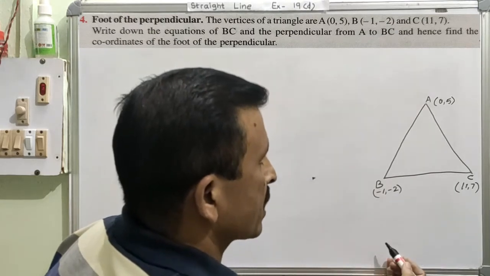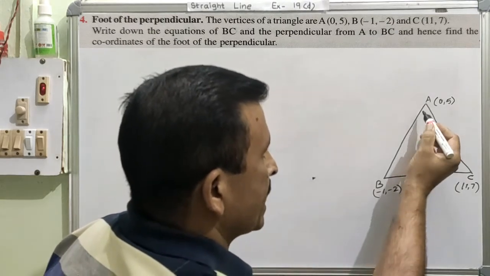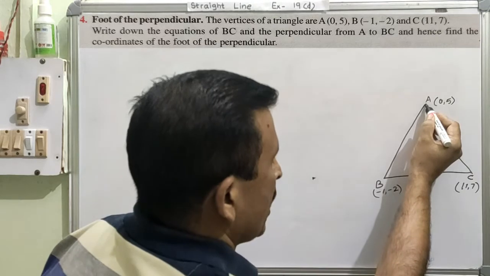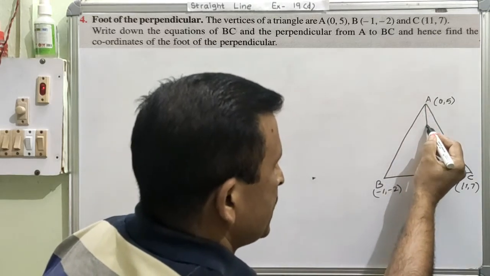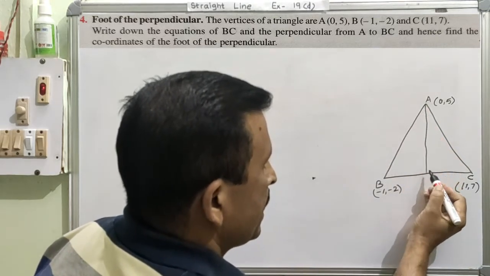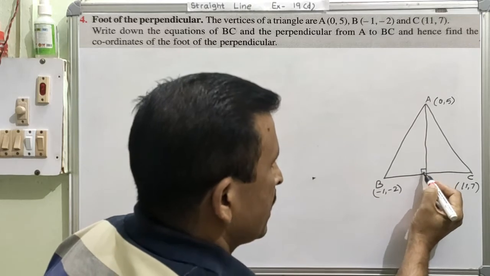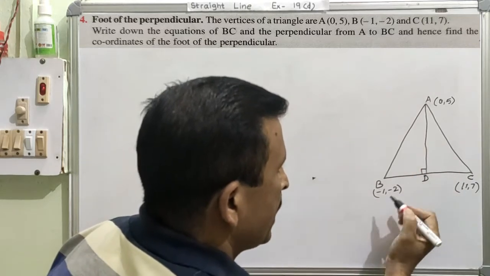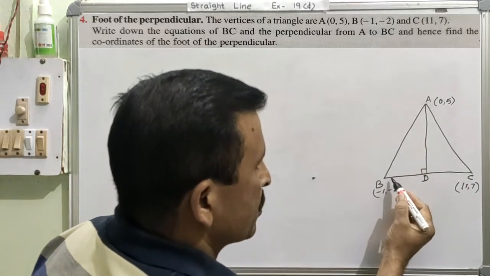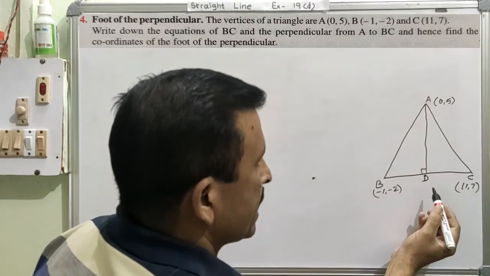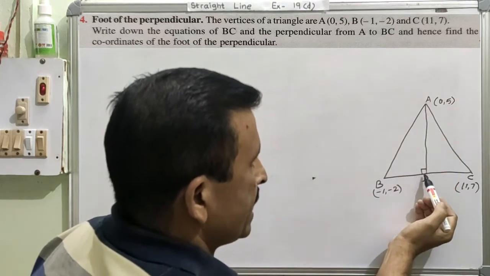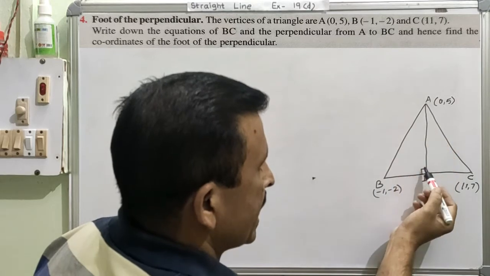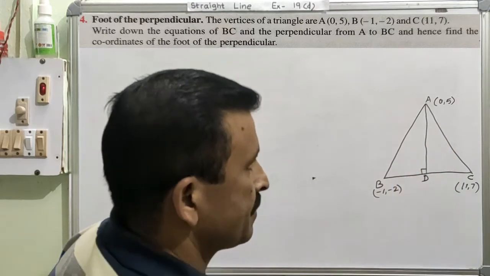Then we have to find the equation for the perpendicular from A to BC. So, let us draw a perpendicular from A to BC. This is the perpendicular. Let us name this D. The first equation is for BC. The second equation is for AD. Please remember that AD is perpendicular to BC.